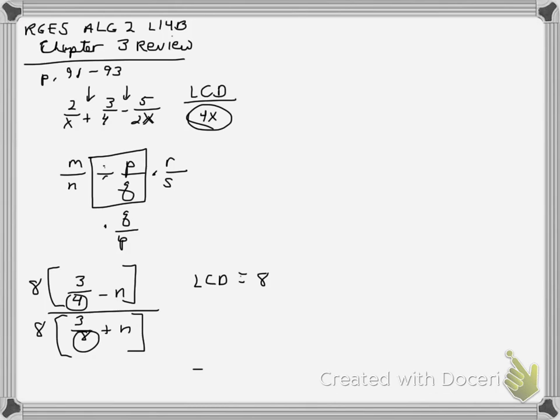Okay? Recall, because 4 goes into 8 2 times, this would become 2 times 3, or 6, minus 8n over 8. The 8's cancel, 3 plus n. And then, of course, all I can do now is factor and see if I can cancel. Let me look at a few more for you.